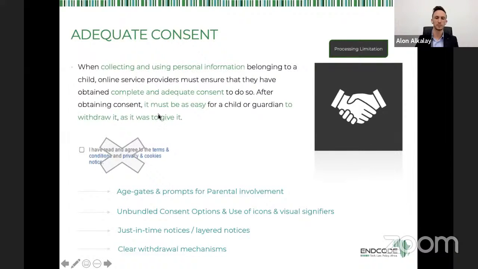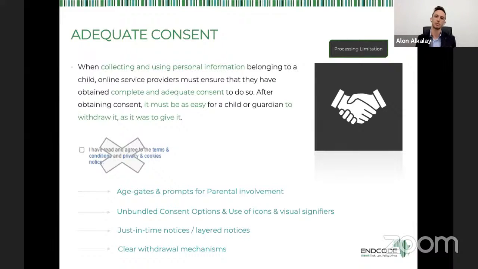And if we look at this figure in the middle here, this is what most of us will see when we're engaging with an online service provider online. There's a tick box and there's hyperlinked terms and conditions or privacy policies or a cookie notice. And what we're really pushing for here, I'm going to start with the second recommendation, is to rather provide children with unbundled consent options. We do not want OSPs asking children through their parents to provide consent to everything that the online service provider wants to do.